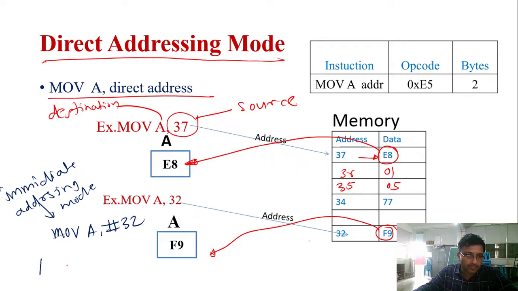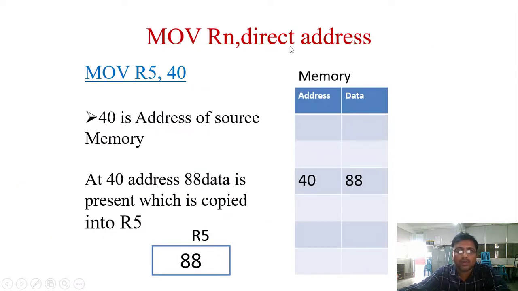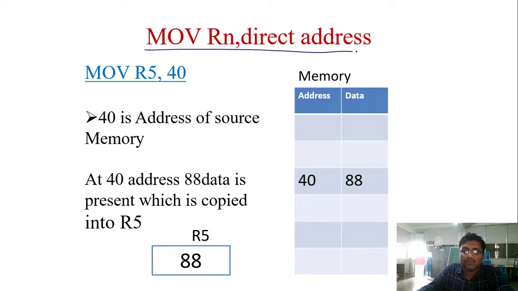What is the output of this? Output of this is 32 decimal value. 30 decimal value is loaded into the accumulator. It will not go to that memory location, but when you are not specifying the hash symbol, this means direct addressing mode. Okay, so this is about direct addressing mode. Again, you can use any of the memory registers for the direct addressing mode.